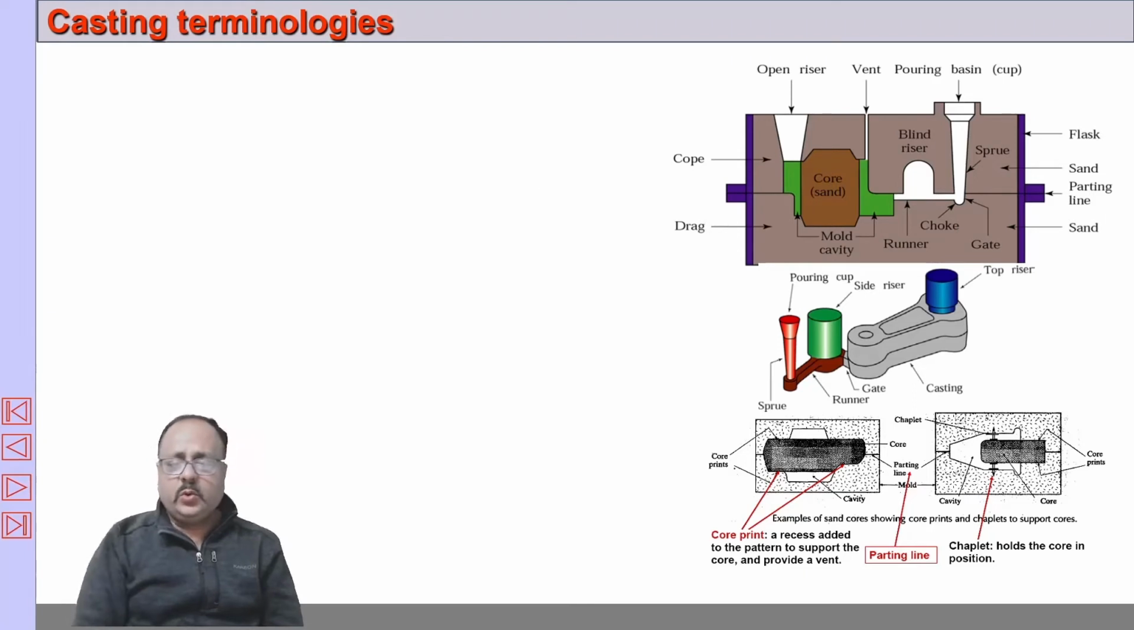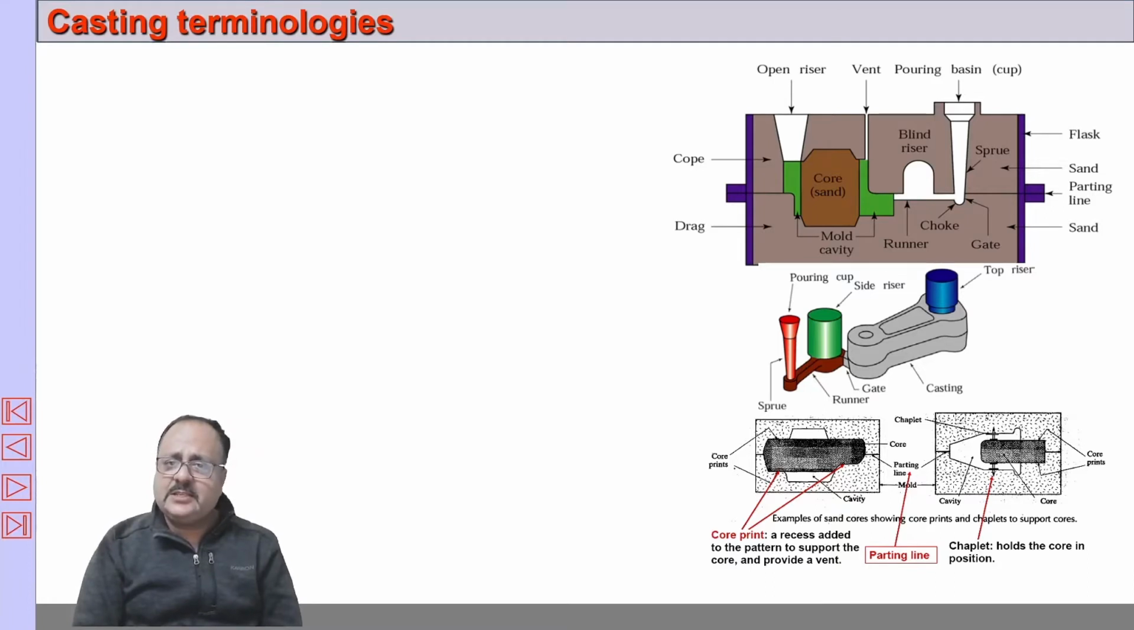Okay, so core. Many times we require to create internal features of a casting. Internal features of a casting can be made using sand, a special type of sand rather, which is called core sand. The core sand is used to create a shape that is required for creating the internal features, and that shape is inserted in the mold cavity, and the metal will flow around that shape, and internal features like holes can be created in the casting.